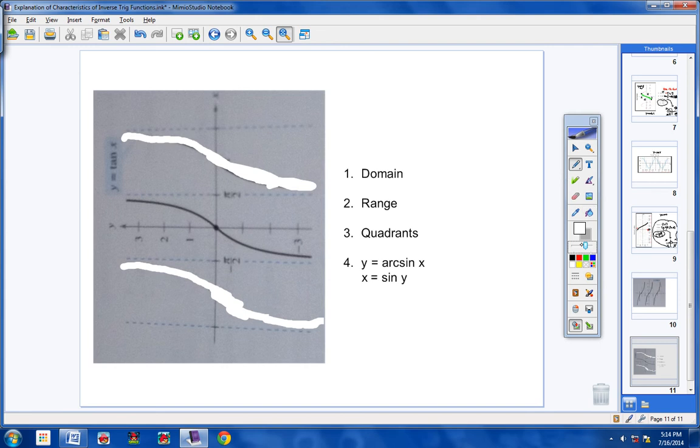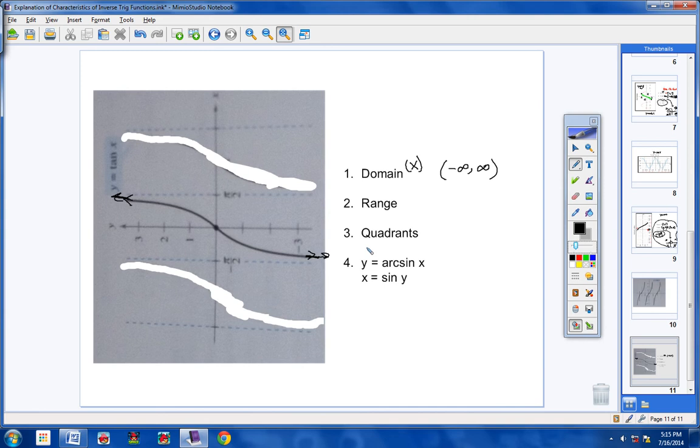Okay, so looking at this, let's go ahead now and talk about the domain, the range, the quadrants, and also how to write inverse tangent. This should have an arrow on it, and this should too. Okay? And so the domain deals with the x values. If you'll look, there's no boundary here, so it continues going on and on to the right, and it continues going on and on to the left. It's never going to stop. And so the domain is going to be parentheses, negative infinity, all the way to positive infinity, parentheses. In other words, it doesn't stop.